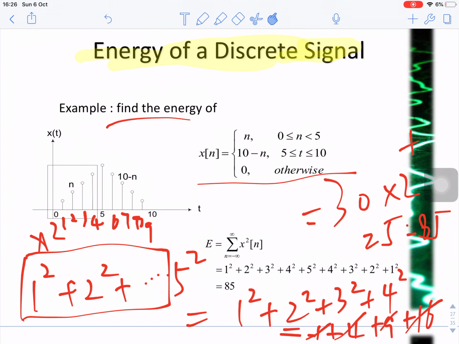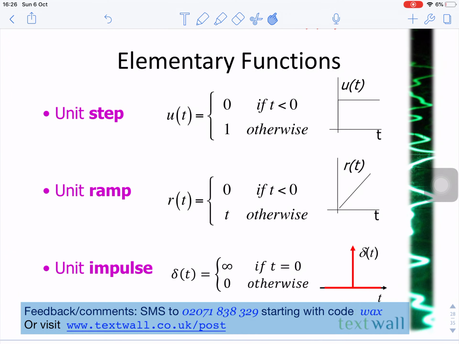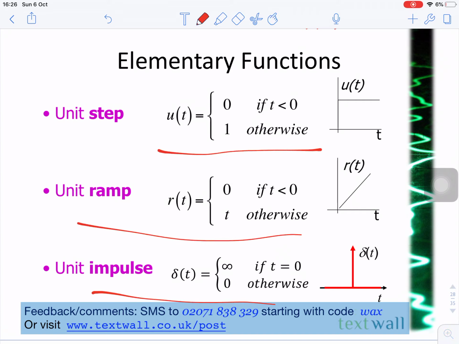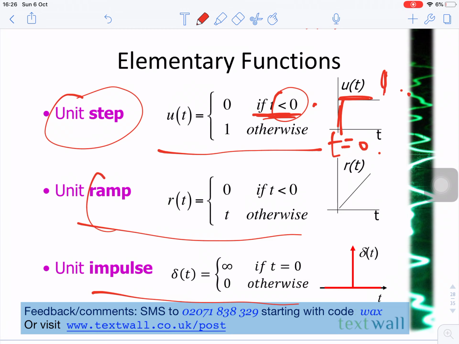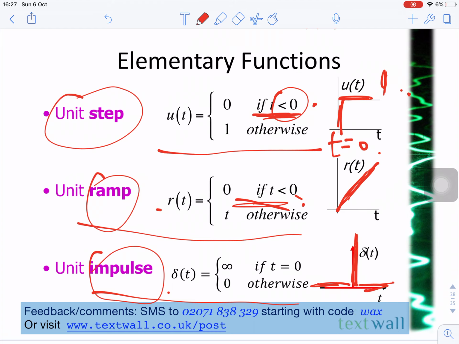Okay, cool. So the elementary functions are the unit step, unit ramp, and unit impulse. The unit step is 0 if t is less than 0, and if t equals 0, it is 1. Okay, this is very important. The unit ramp is 0 if t is less than 0, and the value at t equals 0 does not matter because it is 0 anyway. The unit impulse is nonzero at t equals 0, and zero otherwise.